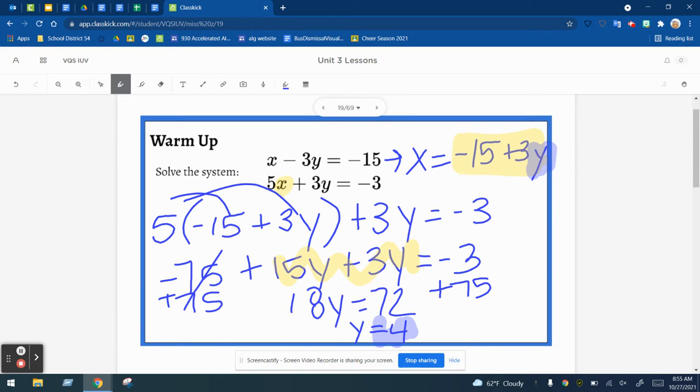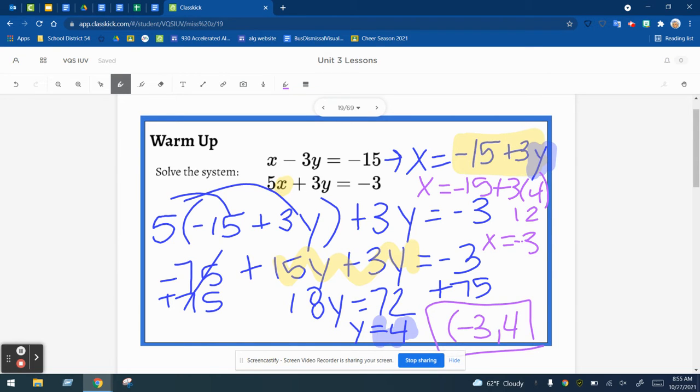Got a full process here. Just pick a different color. So we have x equals negative 15 plus 3 times 4, which would give us 12. Negative 15 plus 12 would be negative 3. Our answer would be negative 3, 4. So as we can see, that takes a lot of space. That's a lot of work, a lot of things you got to keep track of.